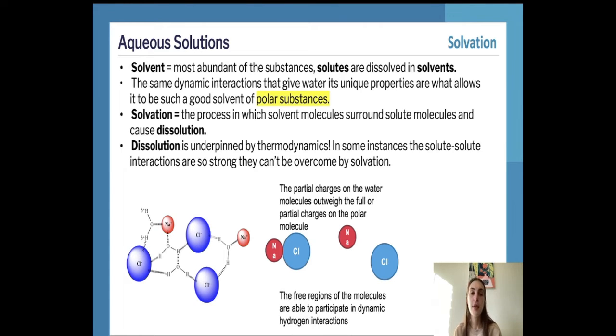And so the same dynamic interactions that give water its properties are what enable it to be such a good solvent of polar substances. It will only be polar substances, because like dissolves like.